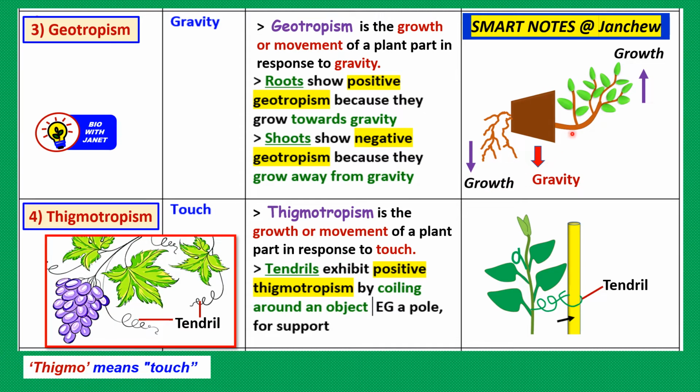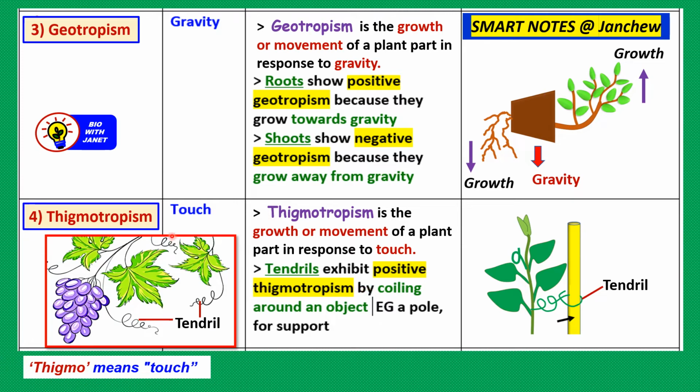Now, shoots, on the other hand, show negative geotropism because they always grow away from gravity. They grow upwards. Maybe that's to obtain more sunlight, to absorb more sunlight because it's high up. So this is the example of geotropism shown by roots and shoots.